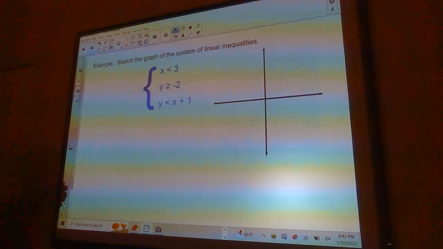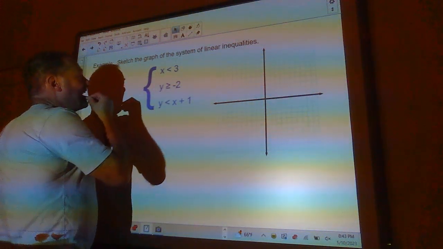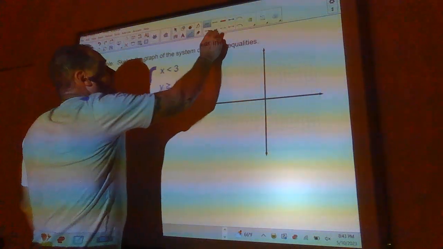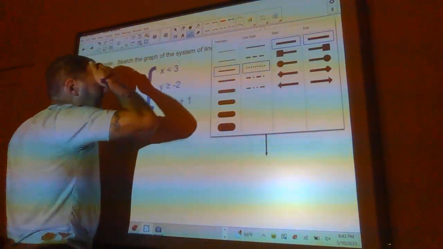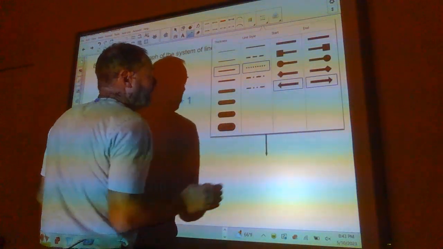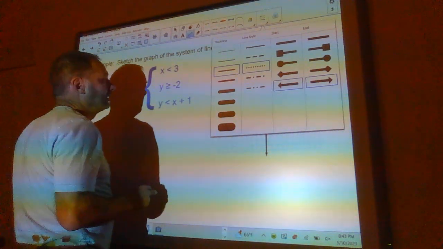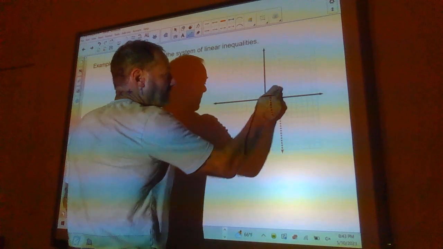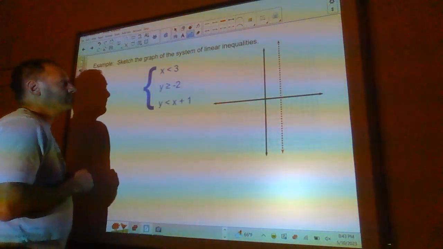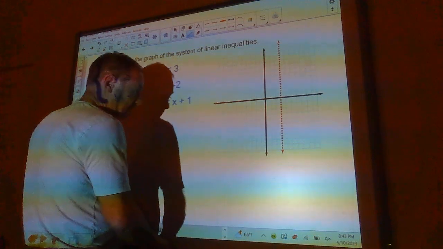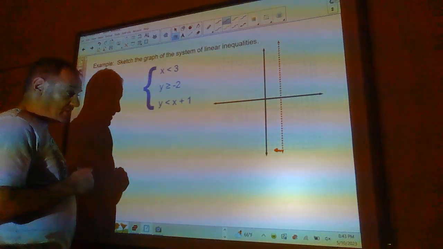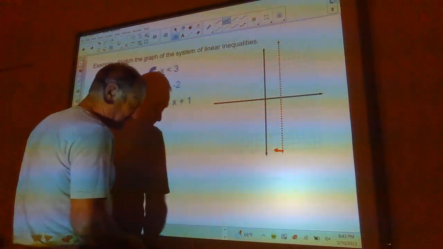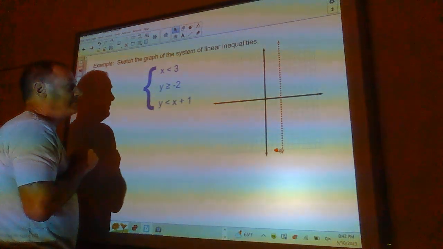Here we're going to sketch a system of linear inequalities. The first thing I'm going to graph is x is less than 3. We'll get a line, let's make it red. It's going to be dotted because it's less than 3. Sometimes it helps if you have two or three of these. I'm going to shade this side of the line, but not yet because it has to satisfy all of these.